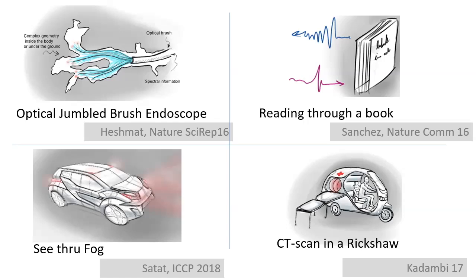Or I'll talk a little bit about reading through a book. I'll talk a little bit about seeing through fog. I won't be talking about CT scan, but the reason why CT scan machines are so heavy is because they don't solve the alignment problem, the calibration problem. But if you would allow a flexible CAT scan machine where the X-ray sources and detectors are not completely rigid, there could be a tiny vehicle like a rickshaw, then actually you can solve that alignment problem computationally as well if you have the time of flight information.